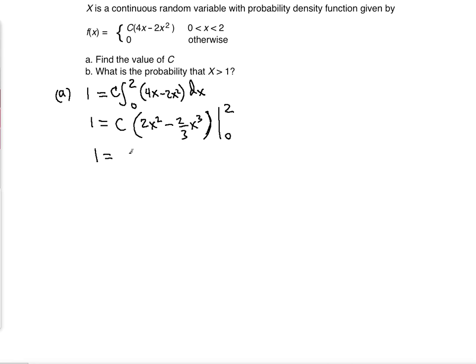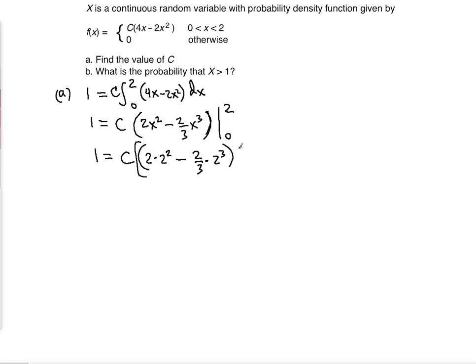Then 1 is equal to 2c times, and you're going to have 2 times 2 squared, and that's it, you don't need to go anywhere else, minus 2 thirds times 2 to the third. You're basically evaluating the upper limit. You don't need to worry about subtracting the lower limit because the lower limit is 0. It doesn't change the answer in any way, so we can disregard it. I'm just getting the upper limit into the x for each of these terms.